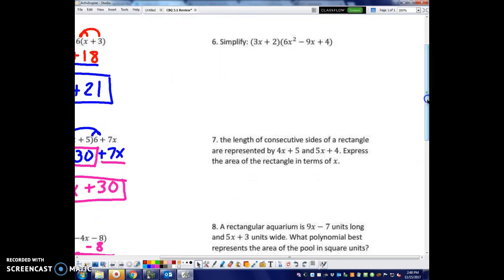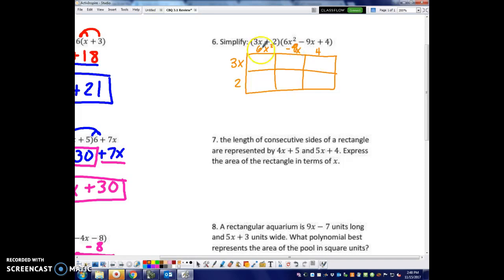Up to number 6. Number 6 says, simplify this. So this is a 2 by 3, okay? So make your box. 2 by 3. So we have 3x plus 2 here. And then on top we have 6x squared minus 9x plus 4. So it's minus 9. Okay.